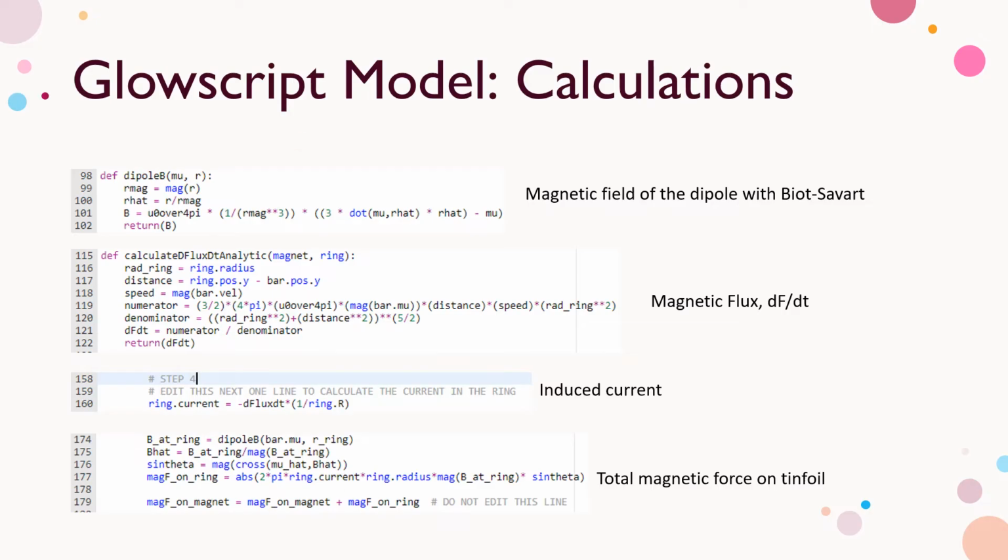Now, after we plug our initial conditions into the GlowScript code, we set up a function that calculates the magnetic field of the dipole using Biot-Savart law. And then we have a function that calculates magnetic flux that gives us dΦ/dt. And then in order to calculate the force on the magnet by the tinfoil, we first calculate induced current using Ohm's law in step 4, and then also the magnetic force on each ring of the tinfoil.